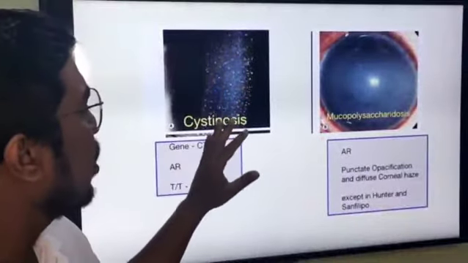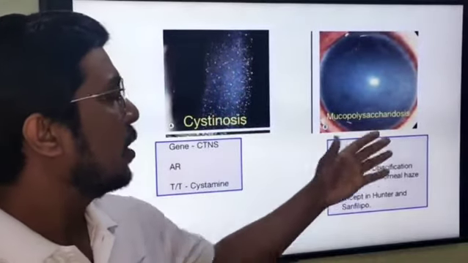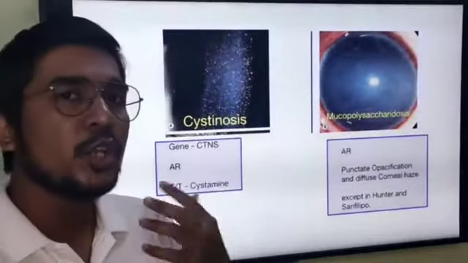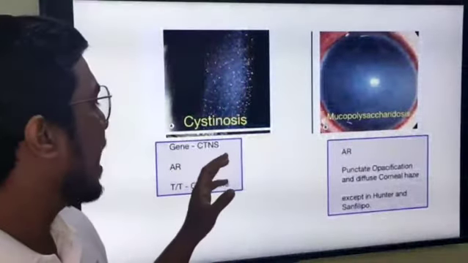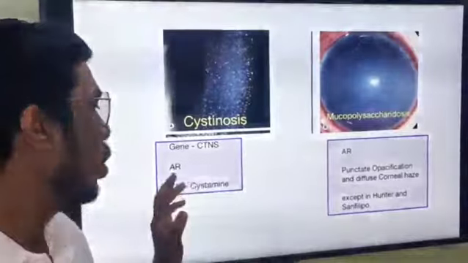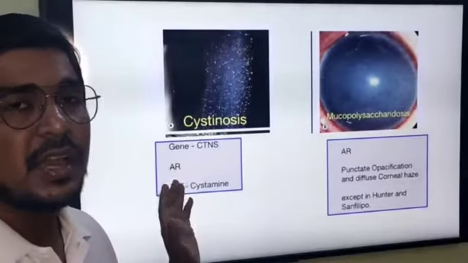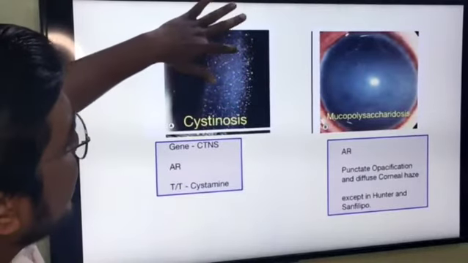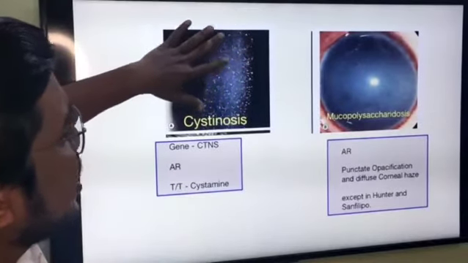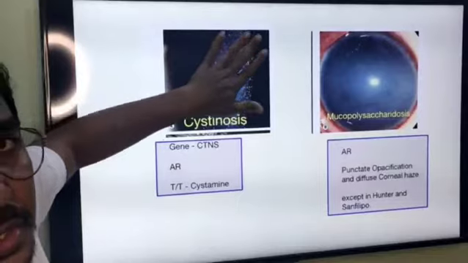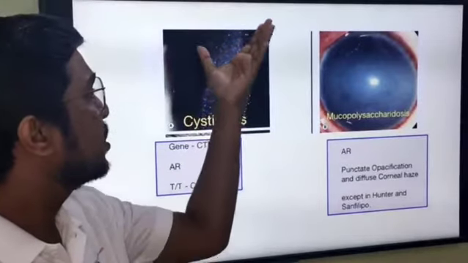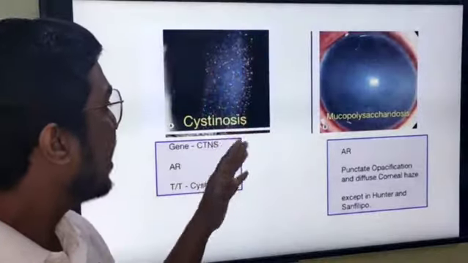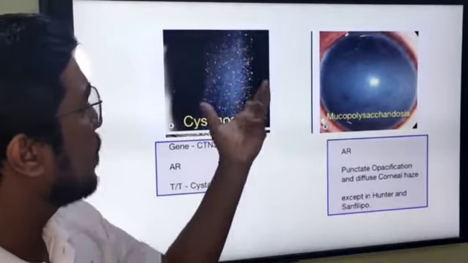One of these is cystinosis, the other is mucopolysaccharidosis. Cystinosis is what you need to know because of the CTNS gene defect. It's an autosomal recessive disease. AR means autosomal recessive disease. You can see the bright deposition here. These are the cystine crystals which get deposited on the cornea, and this will give a crystalline appearance like this.